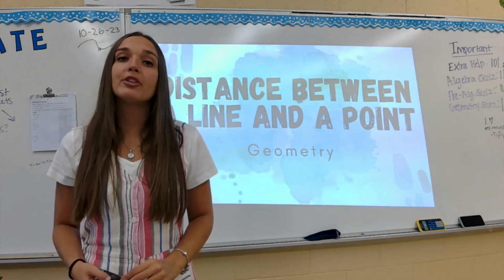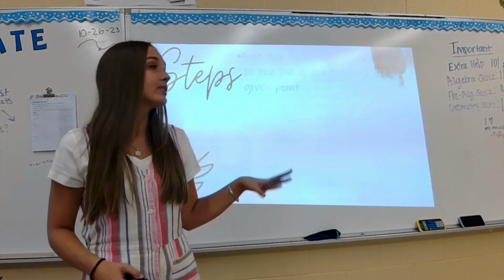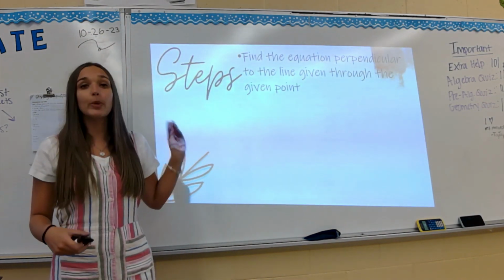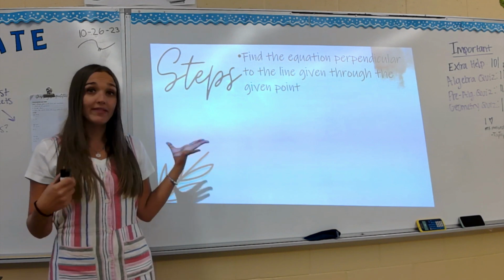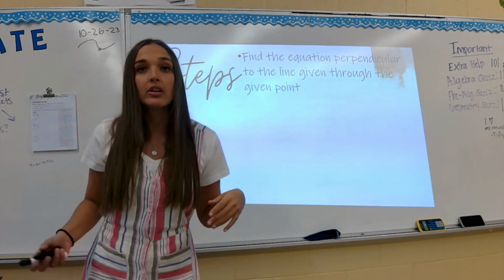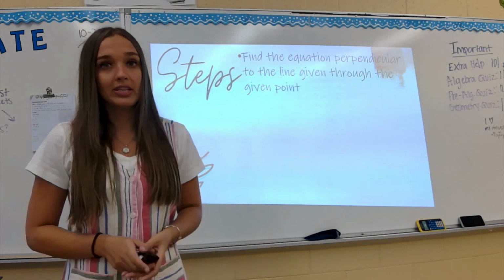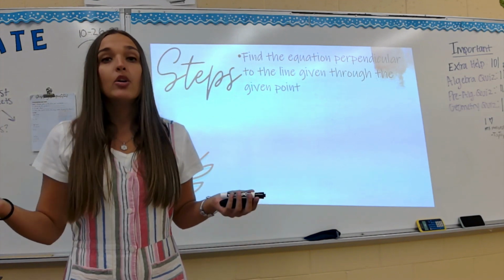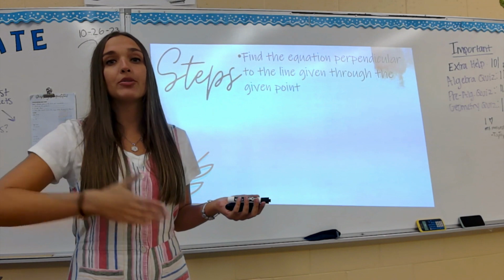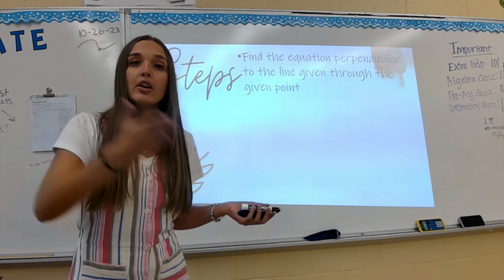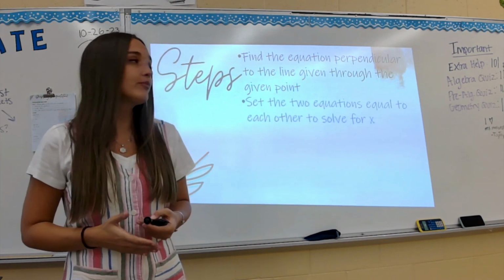As always, it's important that we know our steps. So we're going to start with our steps. Step one is to find the equation perpendicular to the line given through that given point. So we're trying to find where it's going to cross perpendicularly. We have our point, we have our line. We are going to find the perpendicular equation through that point to be able to see where it crosses.